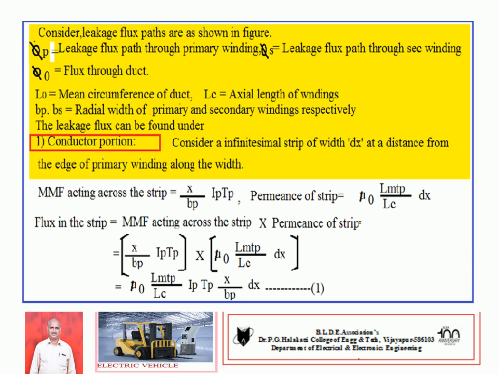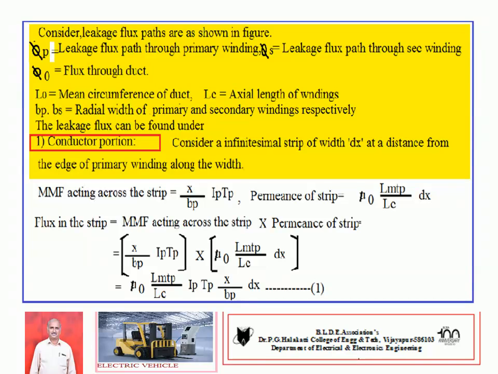Phi P is the leakage flux through the primary winding. Phi S is the leakage flux through the secondary winding. Phi naught is the flux through the duct. L naught is the mean circumference of the duct. LC is the axial length of the windings. BP and BS are the radial widths of the primary and secondary windings respectively. The leakage flux can be found for two portions. One is the main conductor portion, the second one is the duct portion.